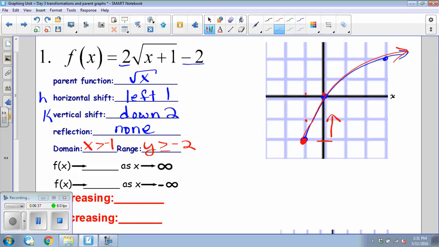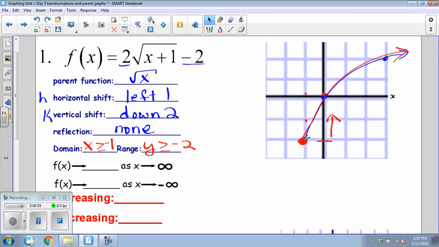So it's y greater than or equal to -2. And it actually equals -2, because we know from this dot right here it equals -2. It's only the functions that have asymptotes, logs and exponents, that you don't want to put the equal sign for.